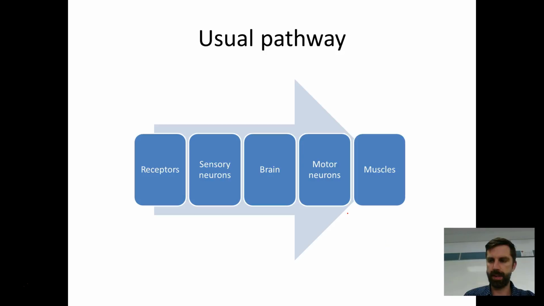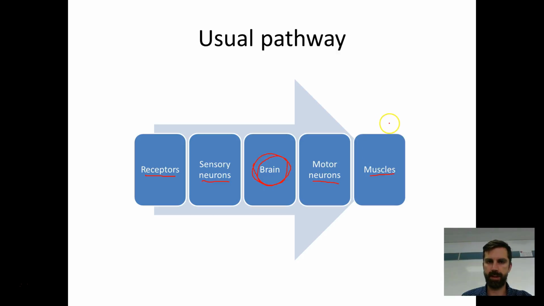So the usual pathway for things that happen in your body and how you respond to them is that your receptors take in information. This goes into your sensory neurons, back into your brain, which does some processing, back out through the motor neurons. So notice these are both types of neuron, and we'll talk about what a neuron is in a moment. And then that information eventually goes back to your muscles.